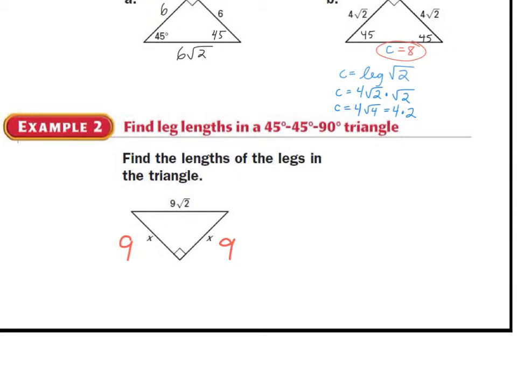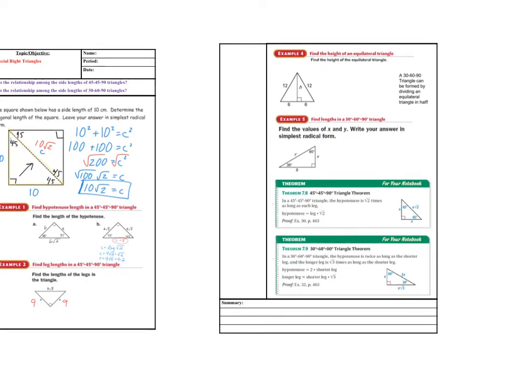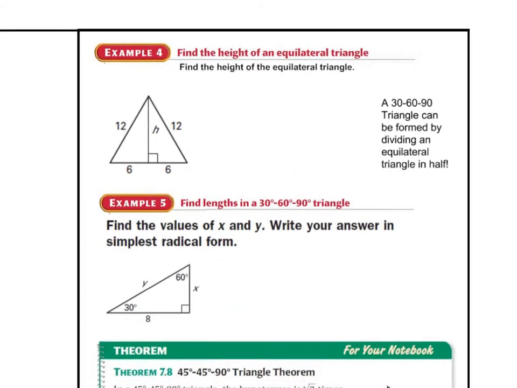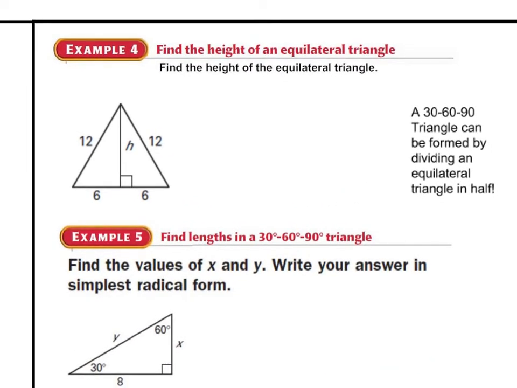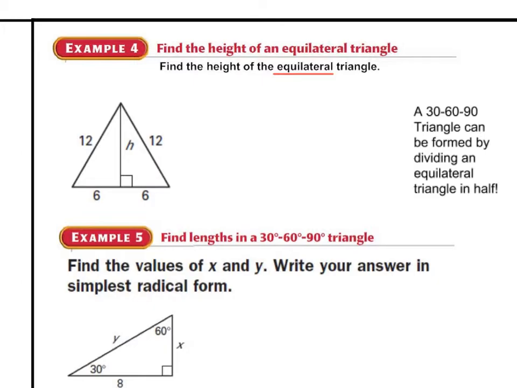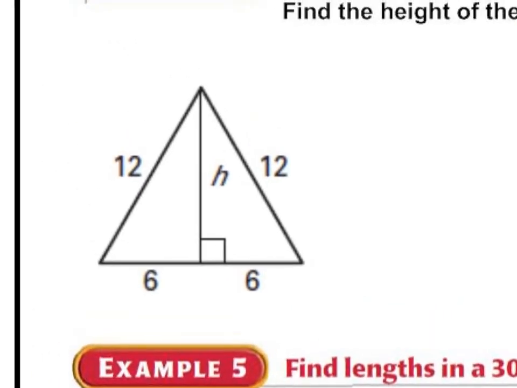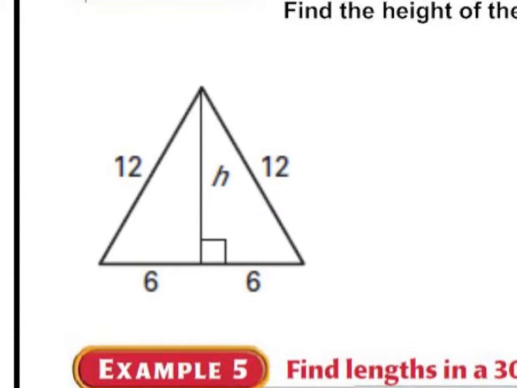Let's talk about 30, 60, 90. We're going to do one where we solve with the Pythagorean theorem. It says on the right side a 30, 60, 90 triangle is formed when you divide an equilateral triangle in half. So we have an equilateral. On an equilateral triangle, all the angles are equal, and they have to add up to 180. So all my angles have to be what? 60. So these are all 60, including this one right here.